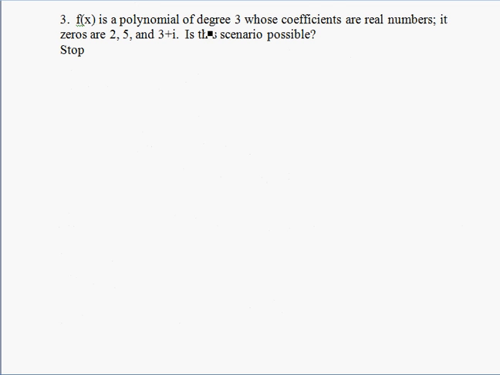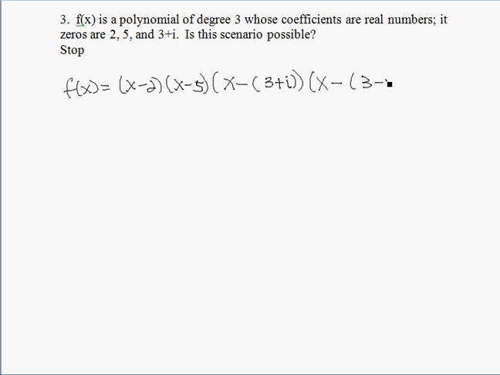Okay, so we're given a third degree polynomial whose coefficients are real. That means there's no i's in front of the x's. The zeros are 2, 5, and 3 plus i. Is this scenario possible? Well, if we were to write out the function, we would have f of x equals (x minus 2), (x minus 5), and then (x minus the complex root). And since the conjugate theorem says that you must also have the complex conjugate, we must also have 3 minus i.